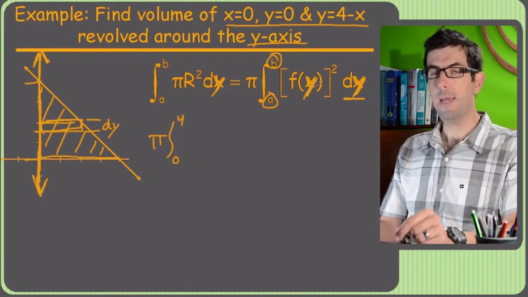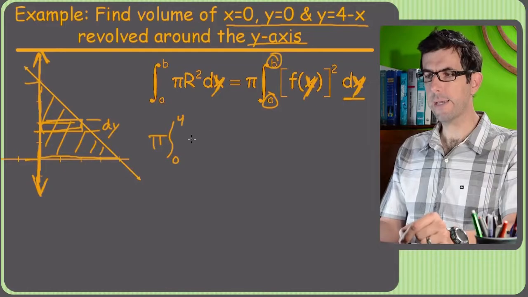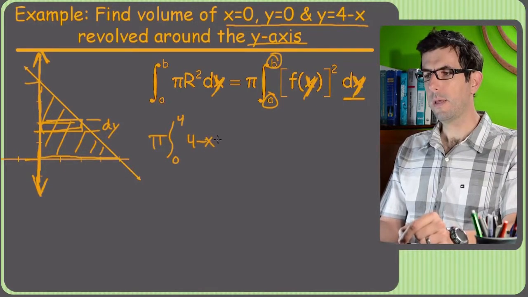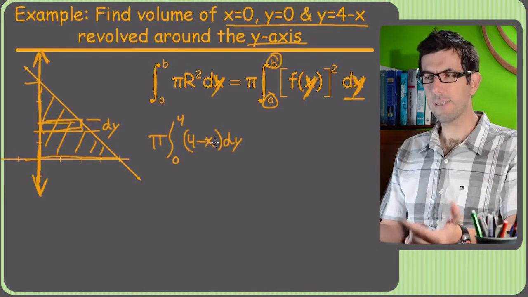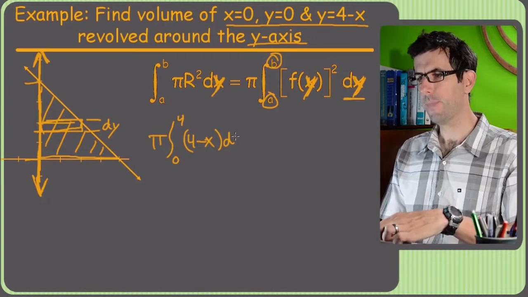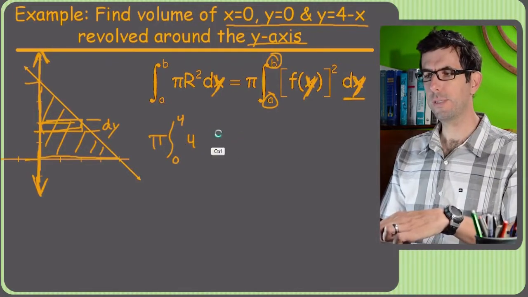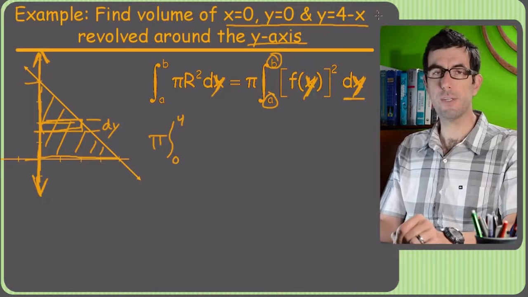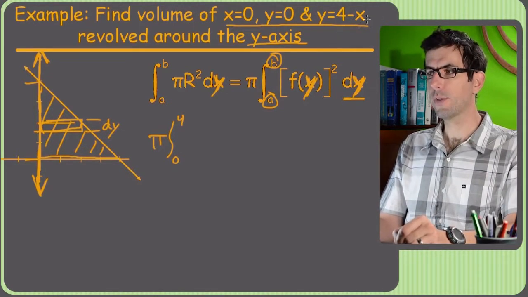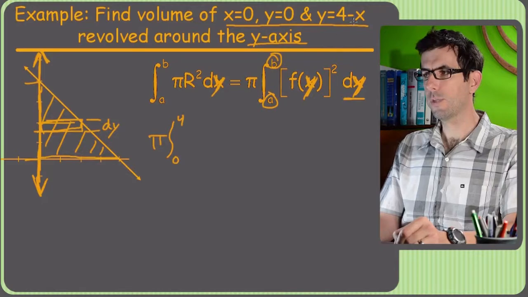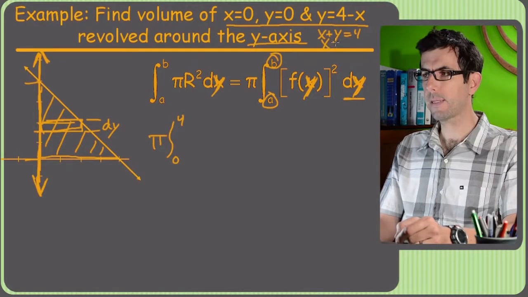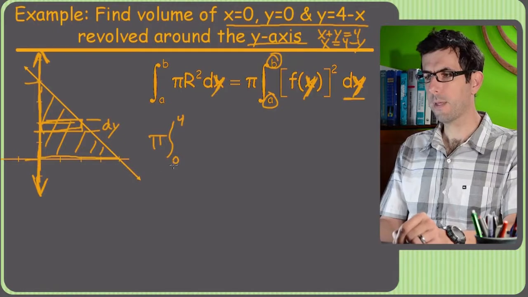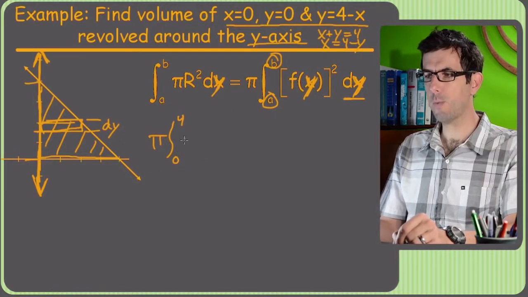Alright, now here's the tricky part. F of y, I could just write down 4 minus x. But the problem with that is I've got a dy. So how do I integrate x's with a dy? I can't do it. That does not work. So what we're going to do instead is we've got to rearrange this equation to have it in terms of y. So we're going to solve for x, which means we'll just add x to both sides. So x plus y equals 4. And then we'll try and get x by itself by subtracting y. So we'll get x equals 4 minus y. Alright, so that means our function in terms of y is 4 minus y.